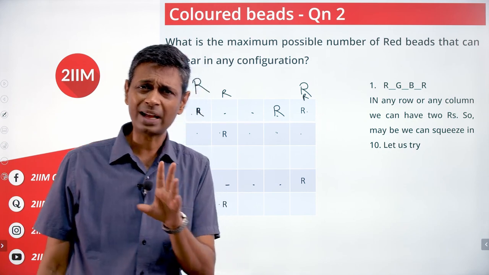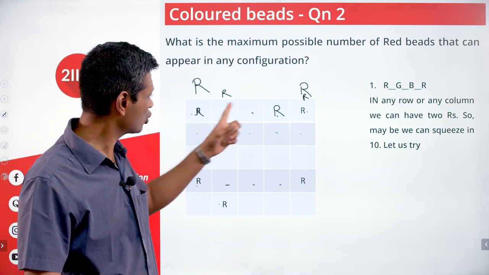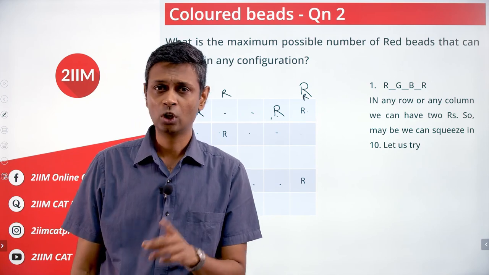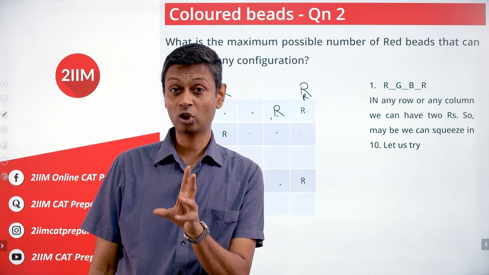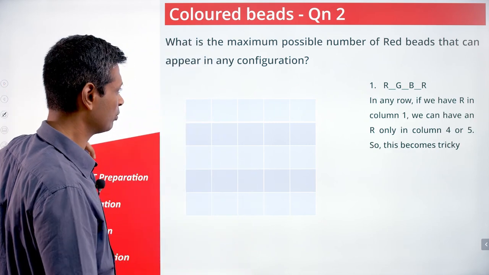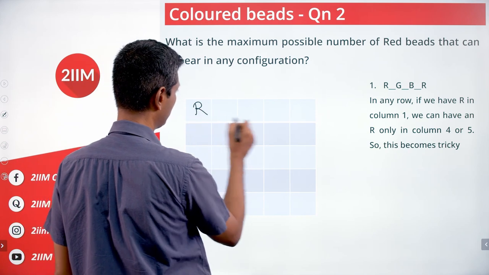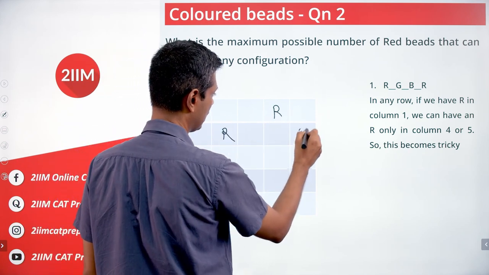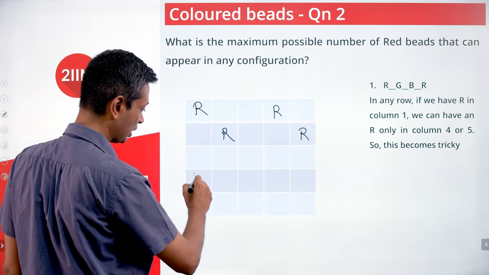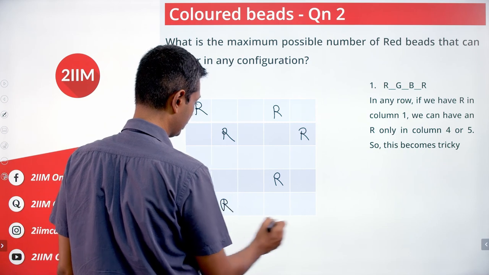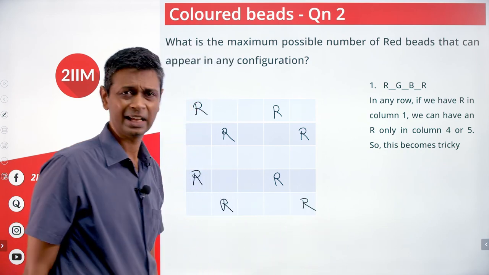Or I would rather go for slot 1 and slot 4 in a row, rather than 1 and 5. 1 and 4, 2 and 5, that way you're not losing out on that space in between. 1 and 4, 2 and 5, and I think we can squeeze in more. So what do I do? Put R here, R here. Okay. And R here, R here. And R here, R here. R here, R here. Lovely.